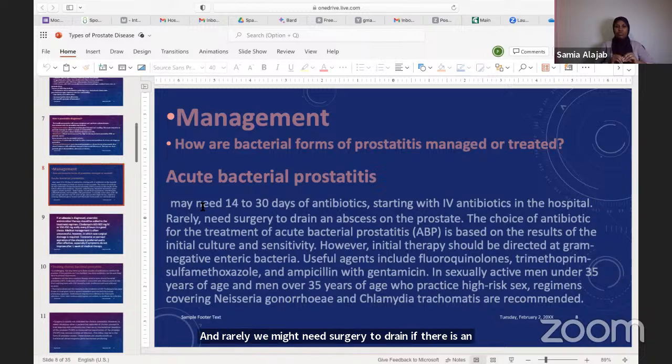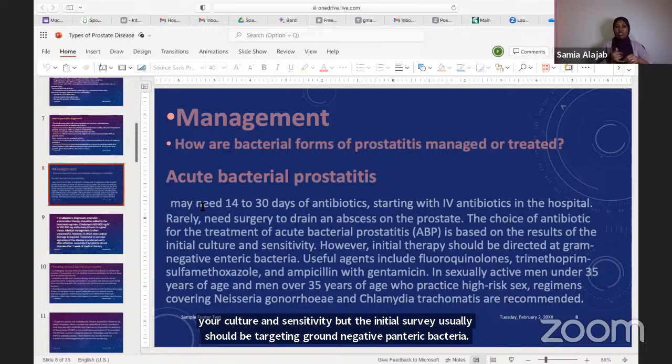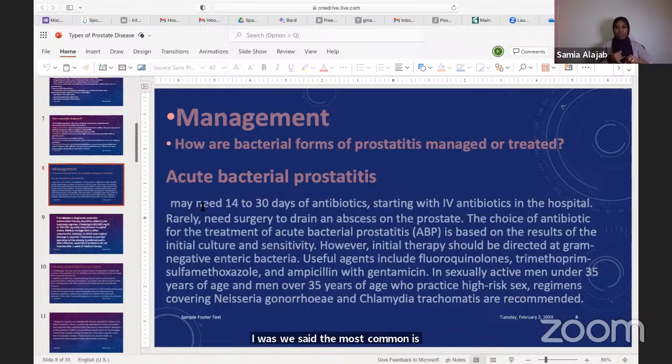So the choice of antibiotic is based on the results of urine culture and sensitivity, but the initial therapy should usually be targeting gram-negative enteric bacteria. As we said, the most common is E. coli, so useful agents are fluoroquinolone, trimethoprim-sulfamethoxazole. We could also use ampicillin, gentamicin. So as we said, it depends on the results of the culture and sensitivity.